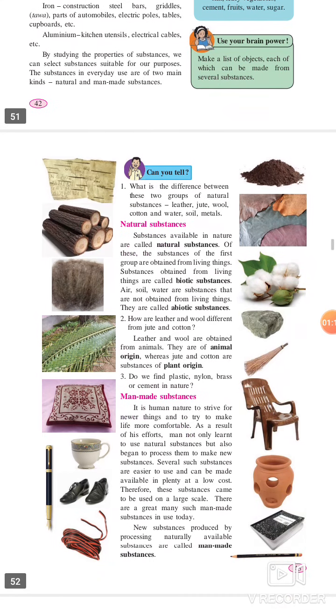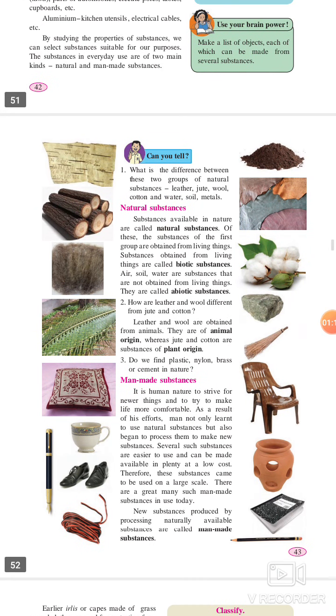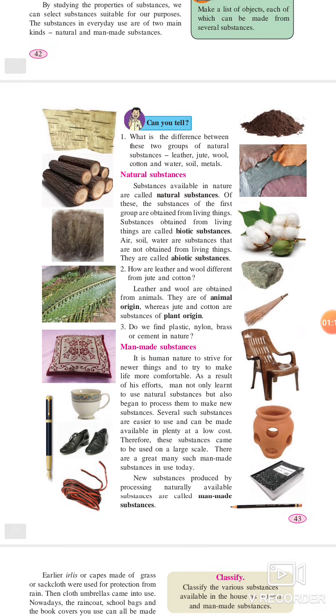This is the most important: how they are being used. On the basis of this, there are two types of substances. The one is natural substance and another one is man-made substance. Natural substances are the substances which are available in nature. Humans cannot make that substance, or mankind cannot create that substance.